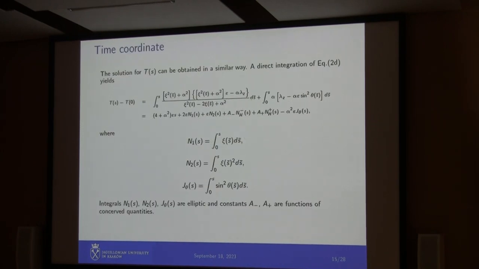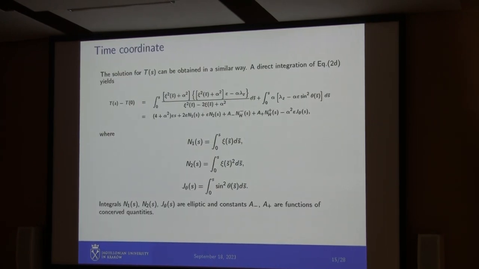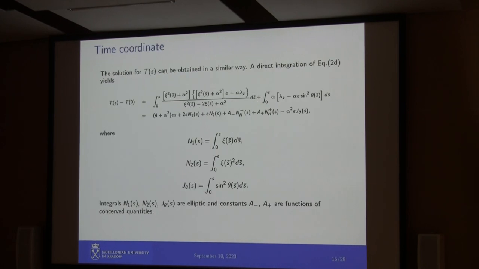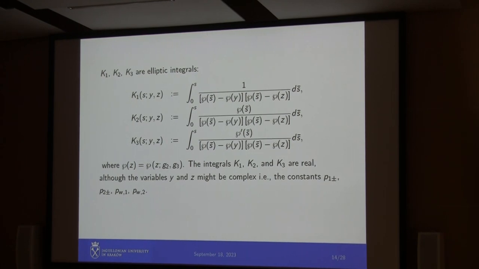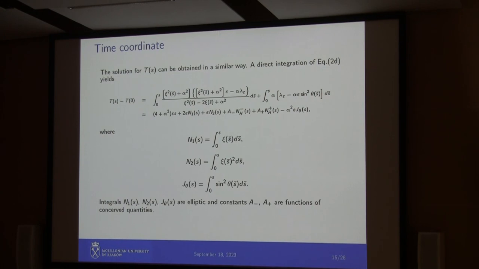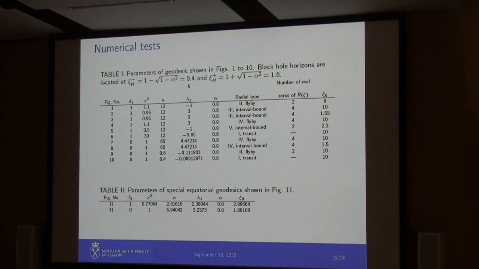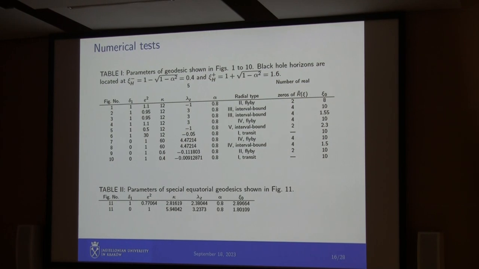Okay. The same can be done with the time coordinate. You will have somewhat different integrals, because now this function is a function of psi and psi squared. It will still be given by similar elliptic integrals. They are in the paper because they are quite long, and it's not the time to write them down on the slide. Okay, so let's check how it works numerically, because we also checked this.